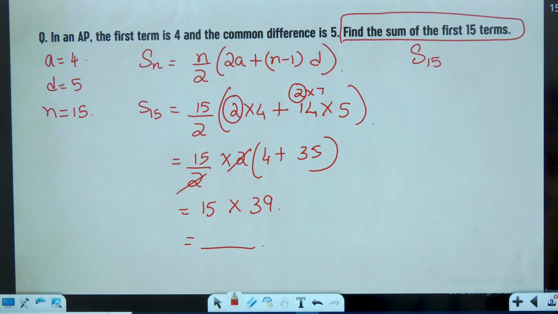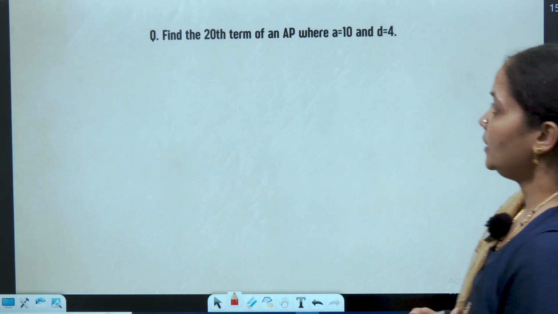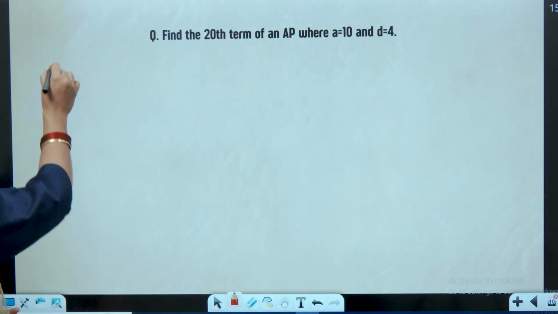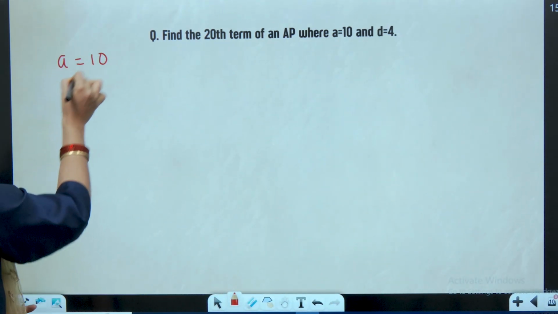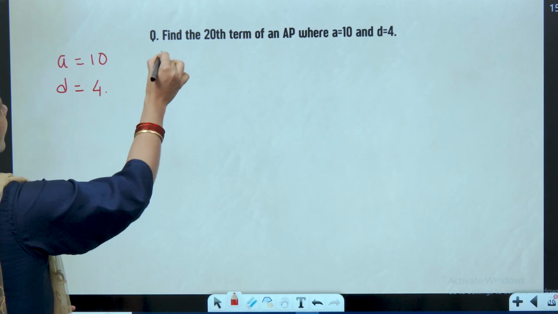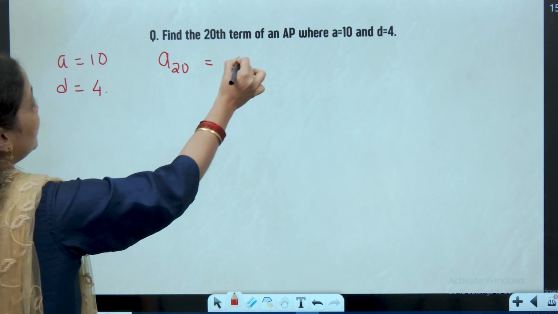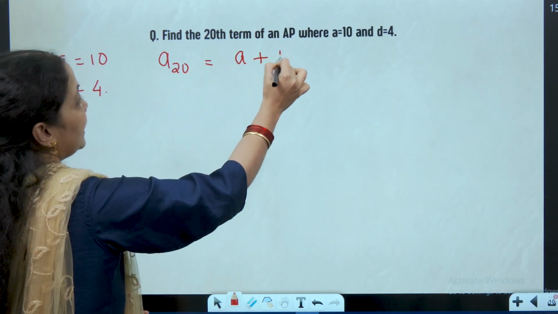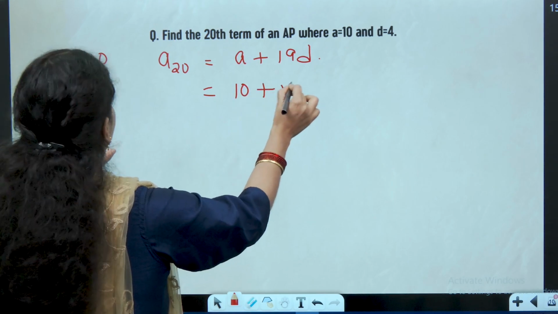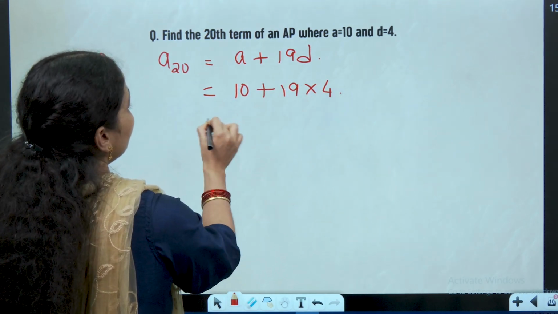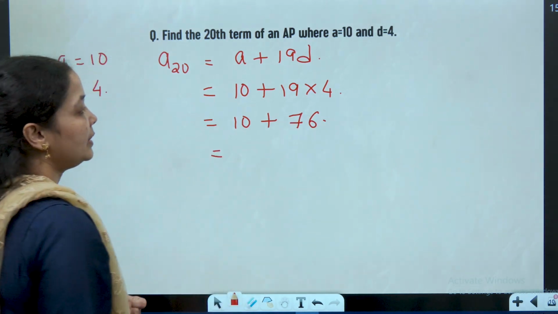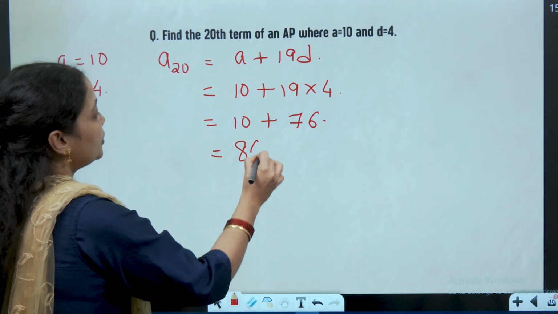So moving ahead, in the next question, find the 20th term of the AP where A is 10 and D is 4. A is given to me as 10, D is given to me as 4. So we know that if I have to find the 20th term, A20 will be equal to A plus 1 lesser than this, 19D. So this is A is 10 plus 19 into 4. So 10 plus 76. So this will end up to 86.